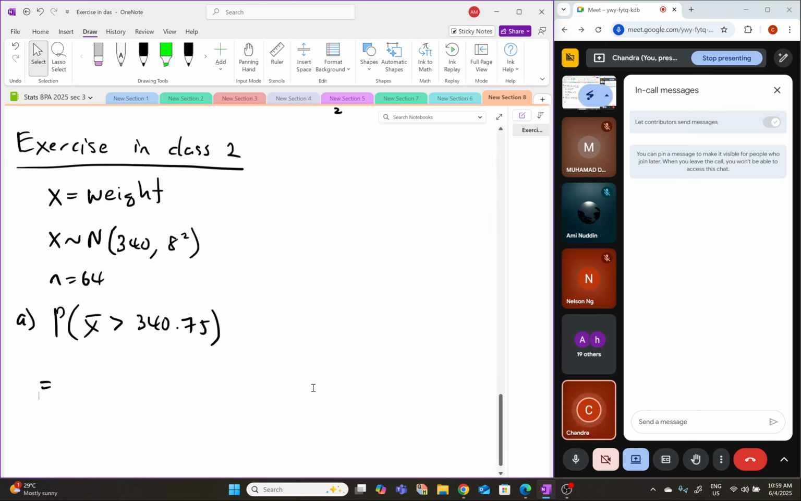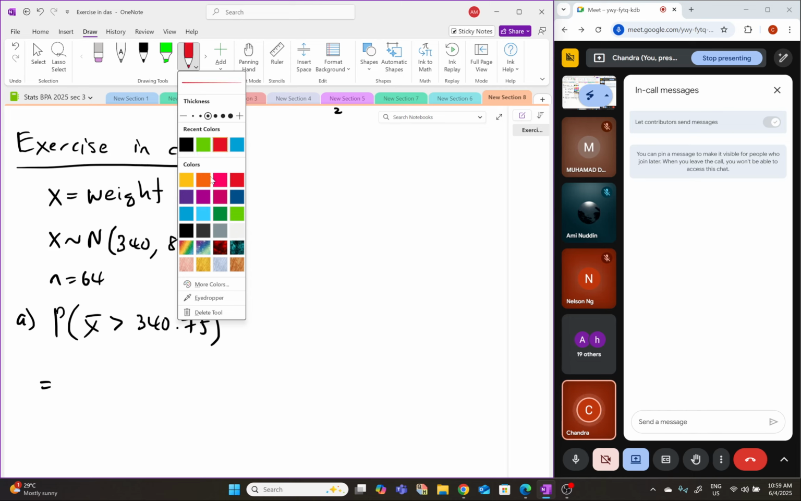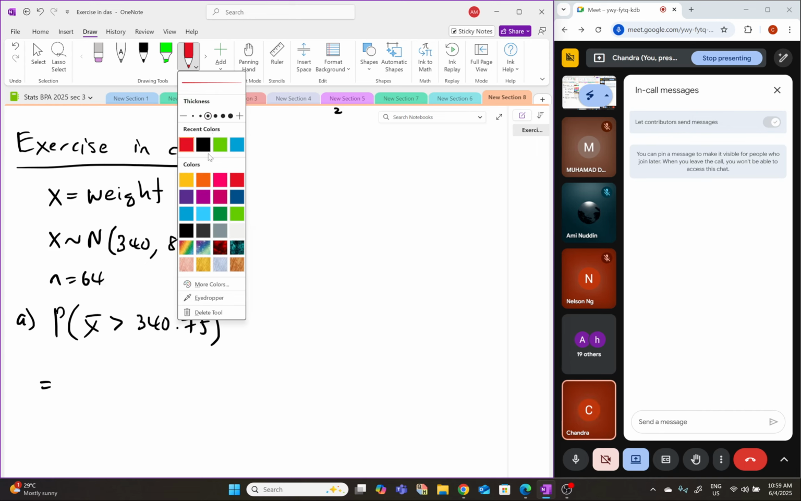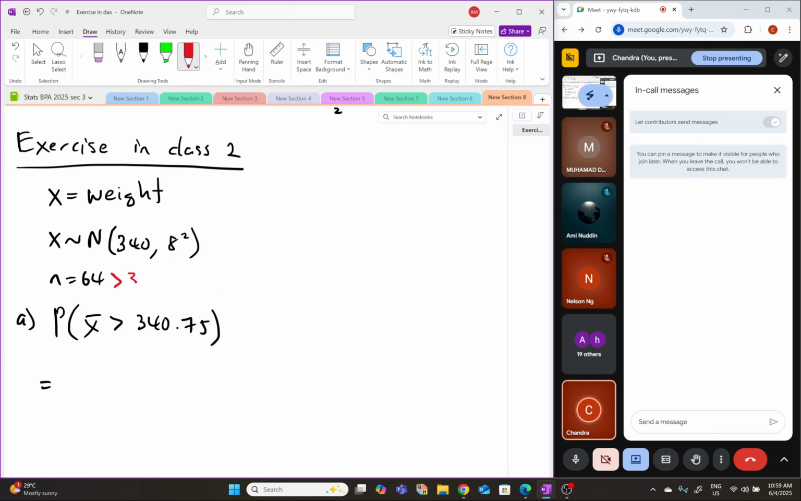Can we use normal? Can, because you can see this is greater than, according to CLT, this is greater than 30, 32. So we can, by CLT, central limit theorem, we can use normal distribution. Okay, use the method we used just now. Try. Let me know what is the answer you get. Those who are finished, you can type the answer here, A.